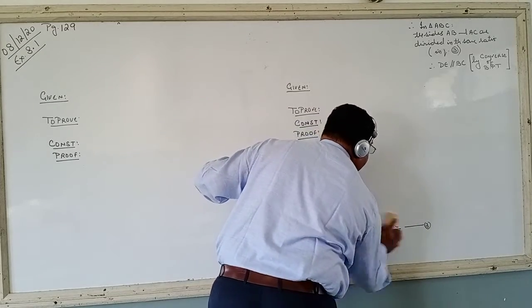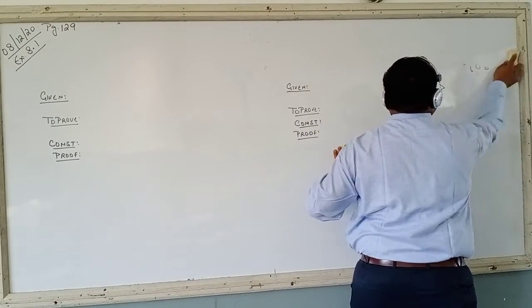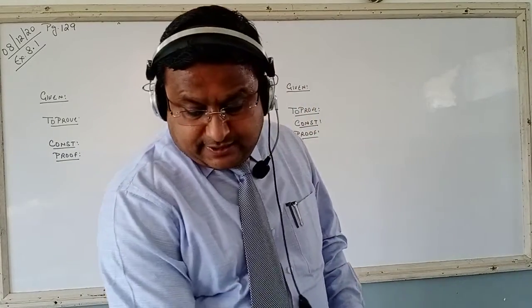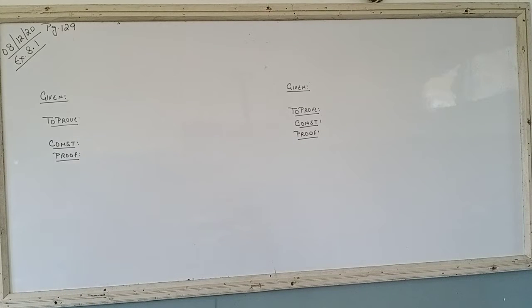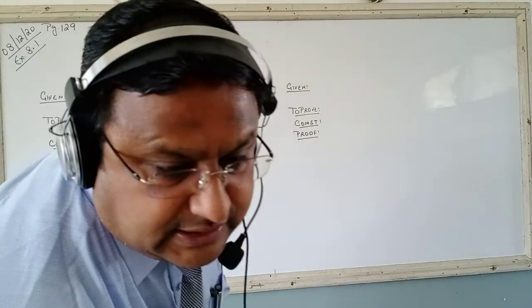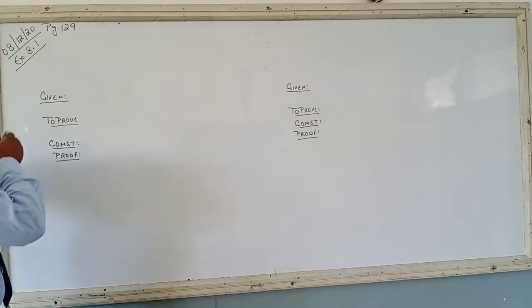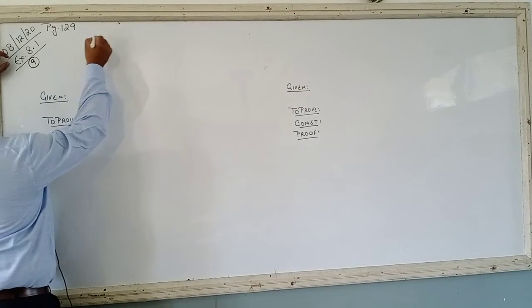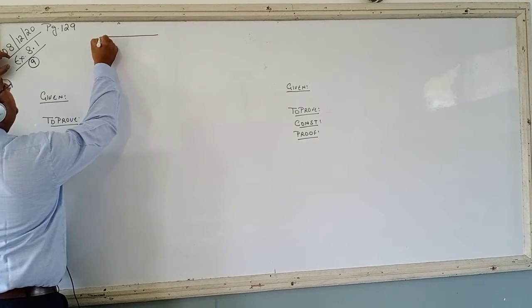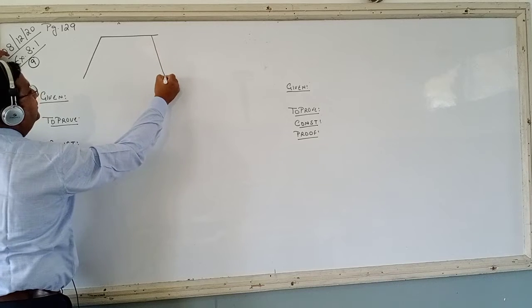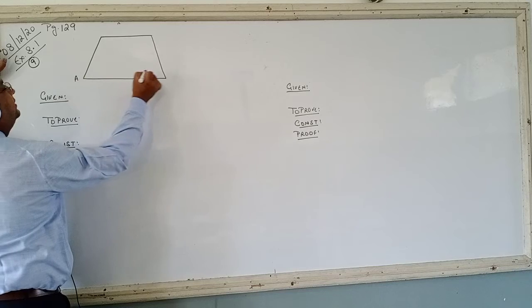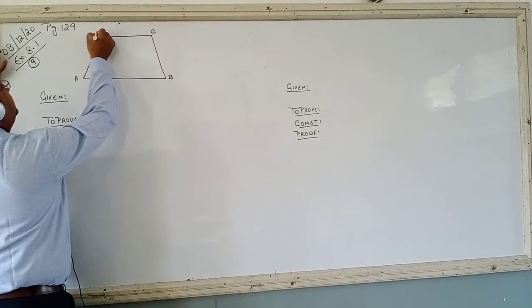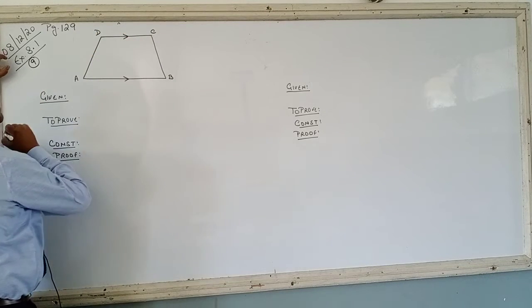Whereas in question number 10 he says that the diagonals of a quadrilateral ABCD. So can you see the difference? One is saying a trapezium, the other one is saying a quadrilateral. So let us draw the figure for question number 9. ABCD is a trapezium in which AB is parallel to CD. A, B, C, D. AB and CD are parallel to each other.